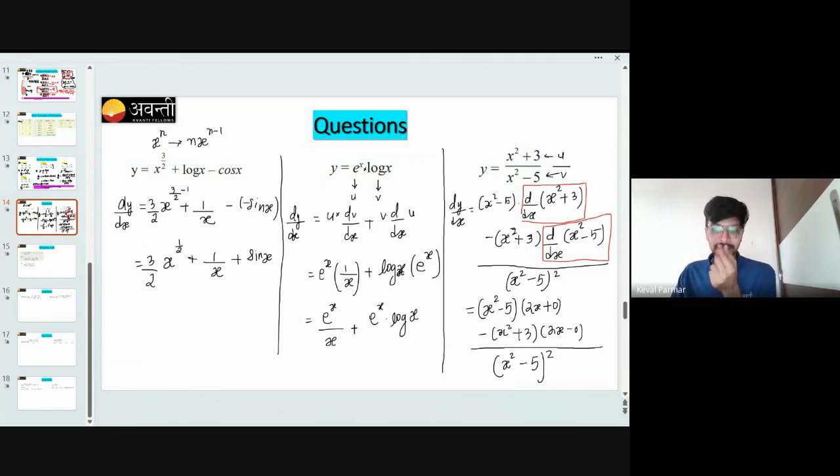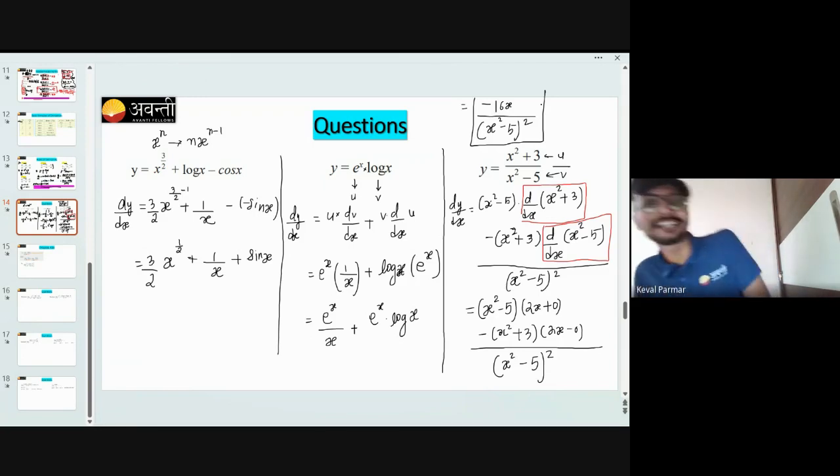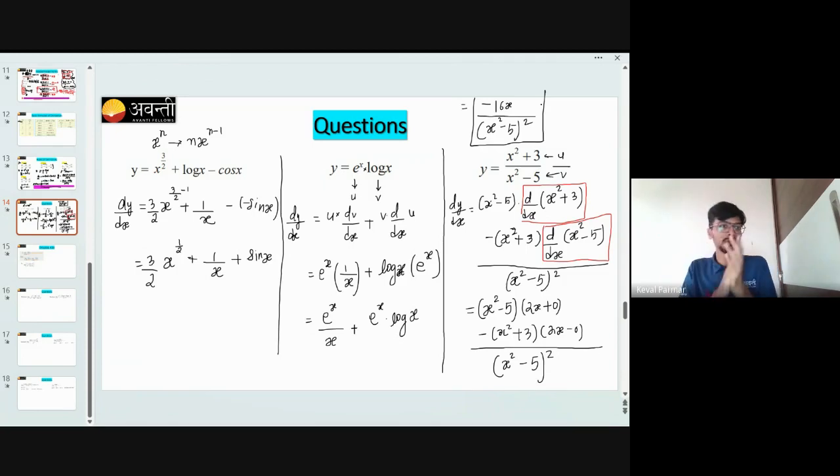If we simplify the numerator, I think x square will get cancelled. Minus 5 minus 8 minus 16x. So my final answer will be minus 16x upon, there is no need to open the denominator, we can keep it as x square minus 5 the whole square. So this helps me know that you all know derivatives and are very familiar with this. Very good, superb.